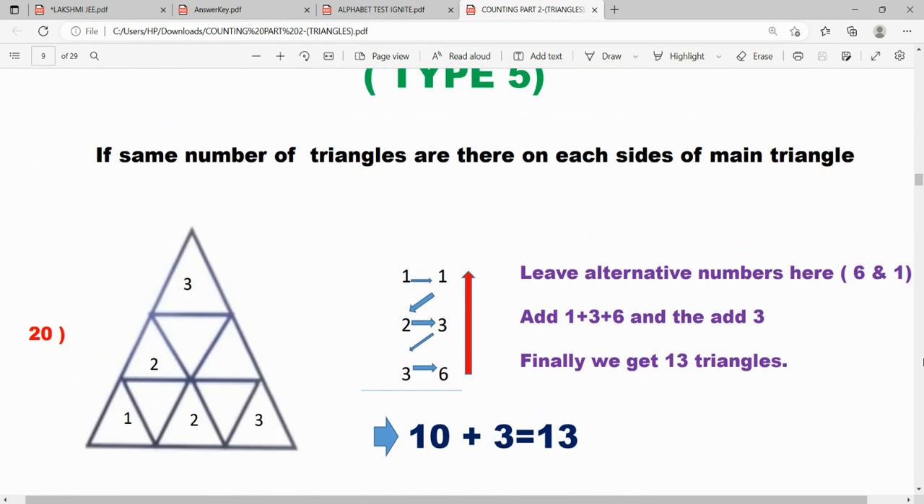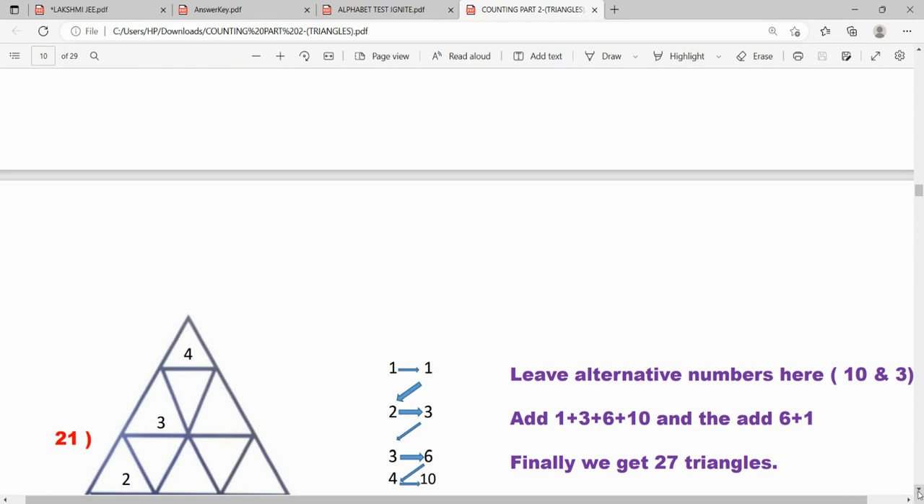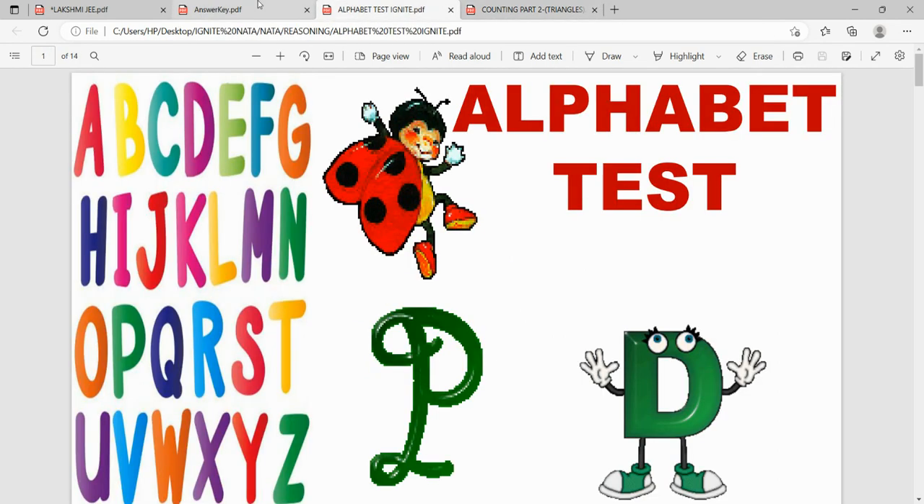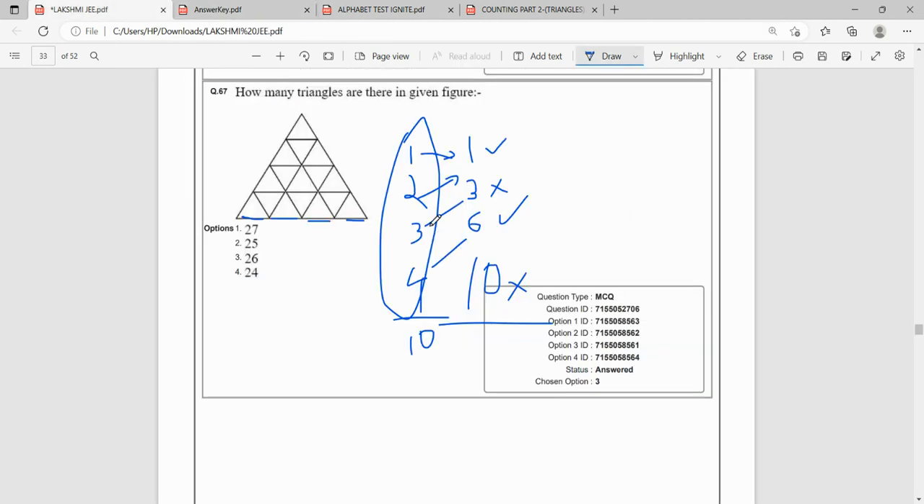Here, if we have four items, 1, 2, 3, 4, then we have to consider what all things? 1 plus 3 plus 6 plus 10. So what all things we have to add? 1, 2, 3, 4, if we add, we will get 10. If we add 1 plus 3 plus 6 plus 10, then we will get 20. Along with this 20, we have to add the 6 and 1. So finally, we will get 27 as the answer. Option 1 is the correct answer. 27 is the right answer.